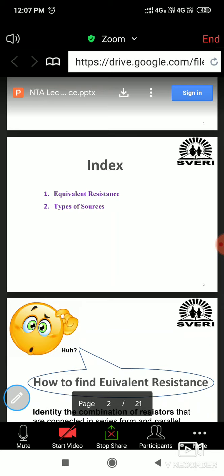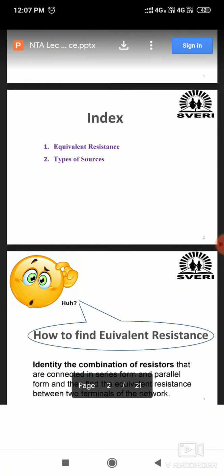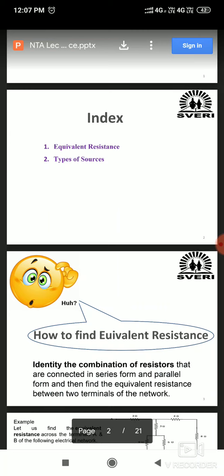So, in the last lecture, we will take the revision of yesterday's lecture, because based on that, we are going to solve some problems also. So, in the last lecture, we discussed how to find out the equivalent resistance between two terminals, as well as we have seen the types of sources.